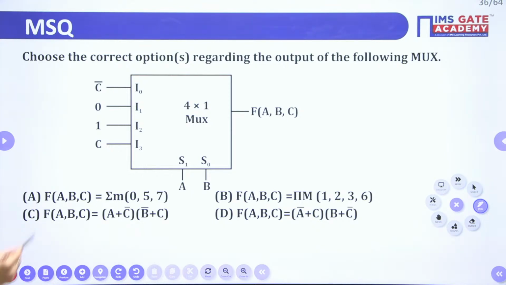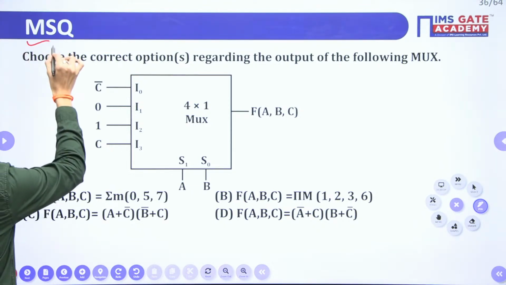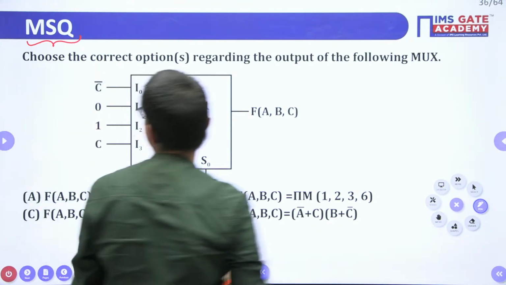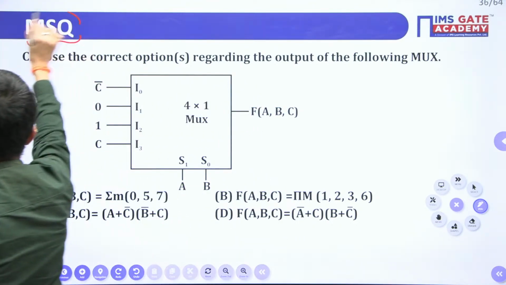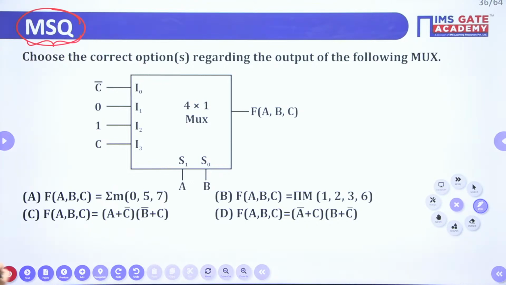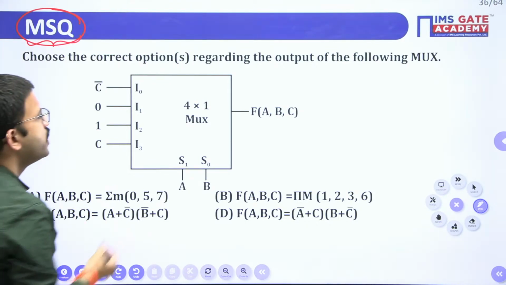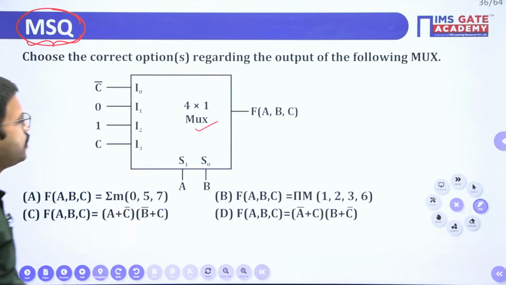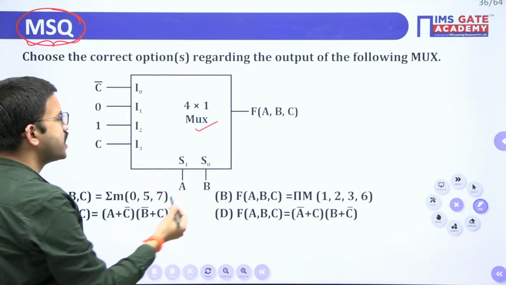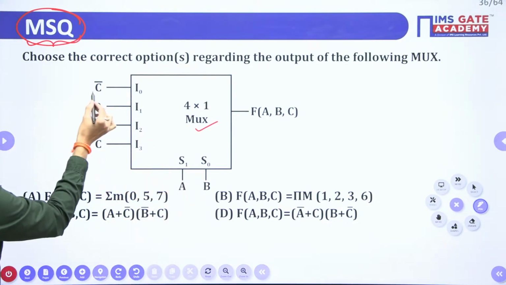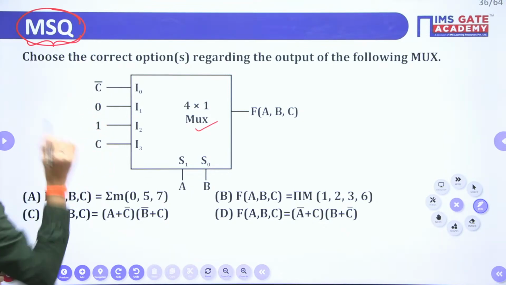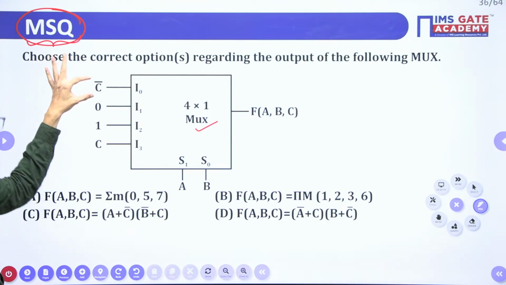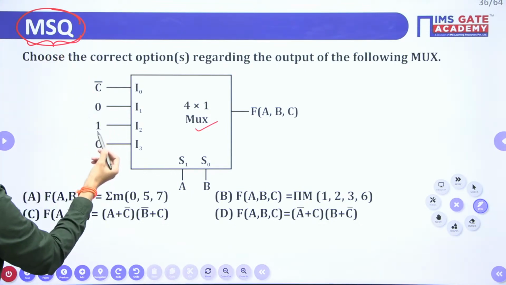Now the next question. Now we are going to discuss the questions related to the mux. This is an MSQ question, that means either one option or more than one option can be correct. They have given a 4x1 mux. You are having the 4 inputs I0 to I3, and here you are having 2 selection lines AB. Here the inputs are C bar, 0, 1, C. Only for C you are having complement. Starting input C bar, then 0, 1, C.